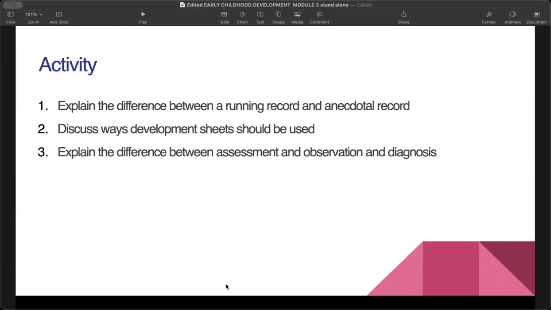It seems like we have come to the end of our lesson. As an activity for yourself, you need to do a little bit of scribbling there on your pages. Number 1, explain the difference between running records and anecdotal records. And just to give you a reminder, the one is ongoing, continuous assessments throughout the day, the little book that you keep. Number 2, discuss ways in which development sheets should be used. And number 3, explain the difference between assessment and observation and diagnosis.